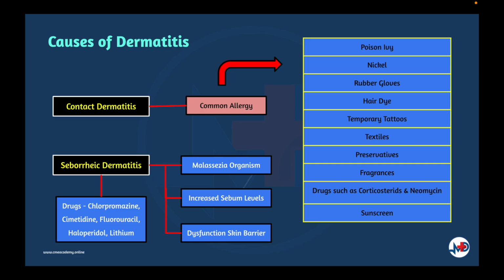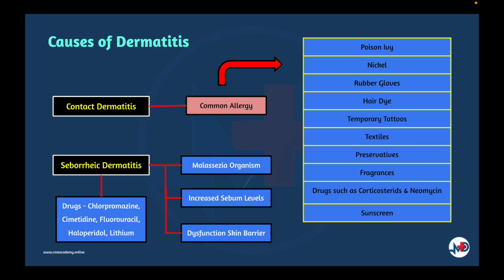There are multiple causes of dermatitis. For contact dermatitis, common allergens include poison ivy, nickel, rubber gloves, hair dye, temporary tattoos, textiles, preservatives, fragrances, drugs such as corticosteroids and neomycin, and sunscreens.